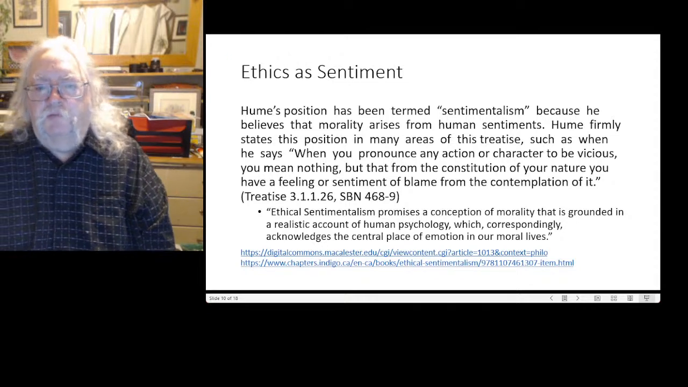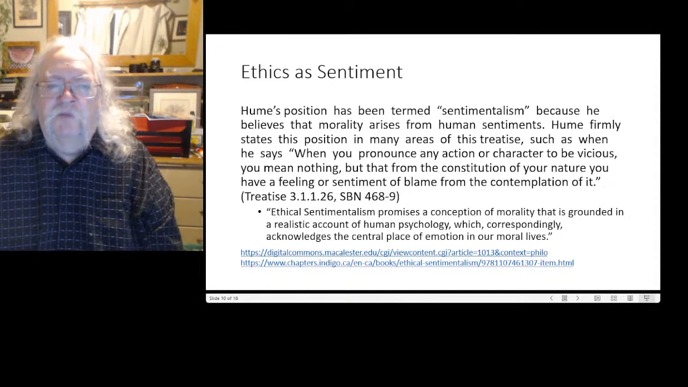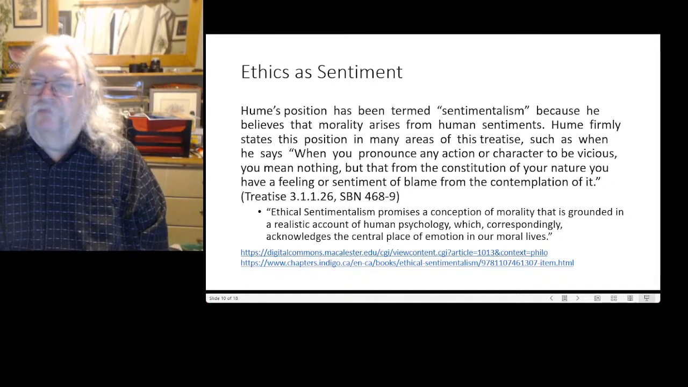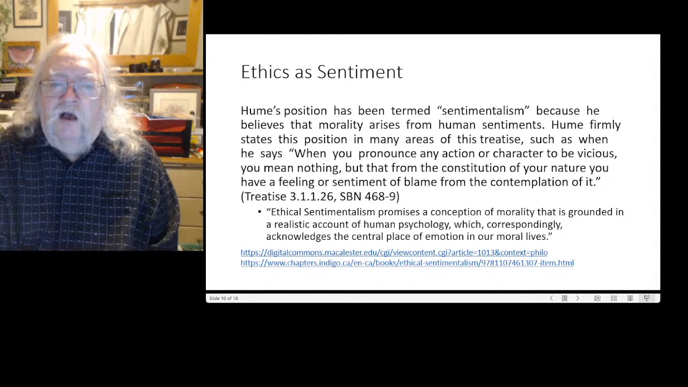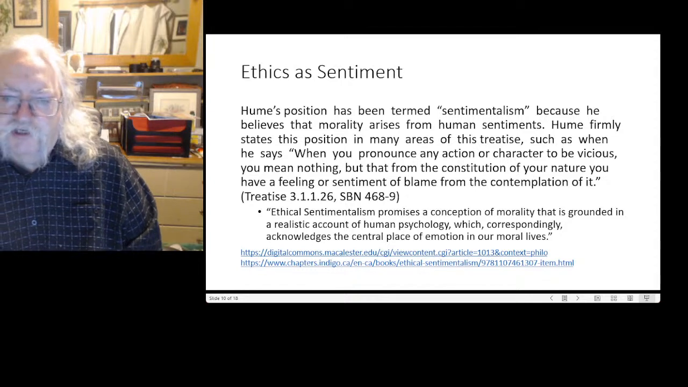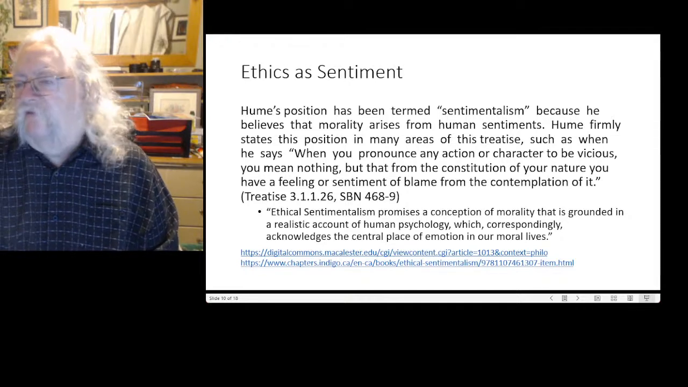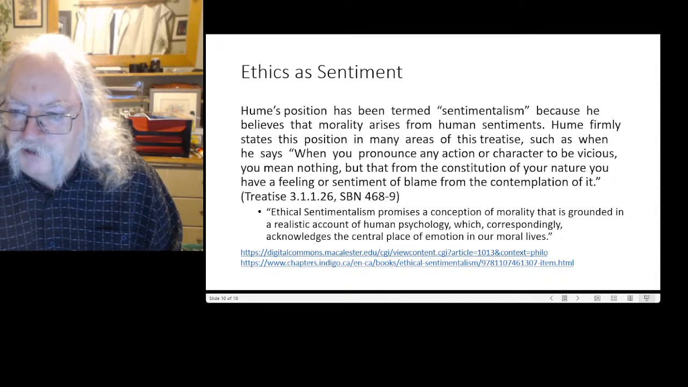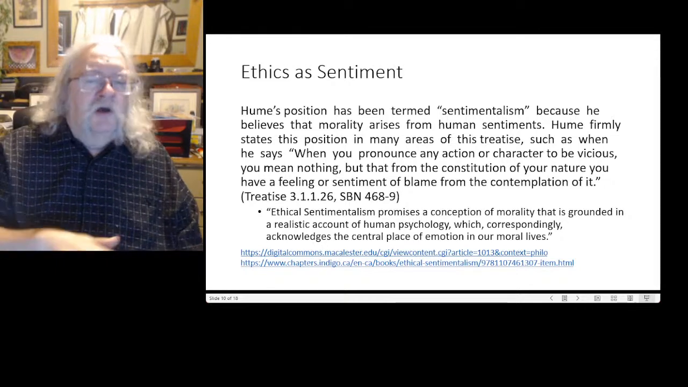Okay, we have Hume's position then. We have the idea that it's a type of sentimentalism because he believes that morality arises from human sentiments, and it's something that he repeats many times in different places in his work. And he says very explicitly, when you pronounce any action or character to be vicious, you mean nothing but that from the constitution of your nature, whatever it happens to be, you have a feeling or sentiment of blame from the contemplation of it.